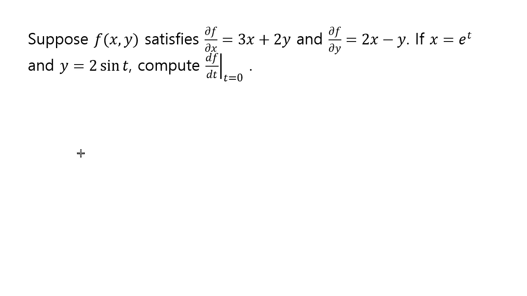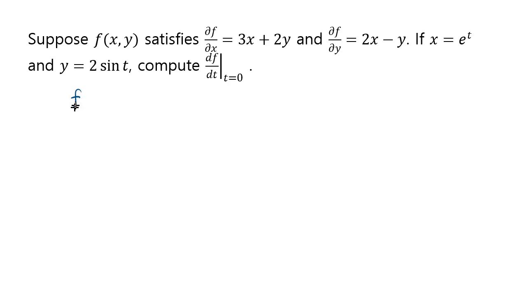Suppose a function satisfies these two partial derivatives, and also you know that x is equal to e^t and y is 2 sine t. Compute df/dt when t is 0. Okay, let's see what this means.